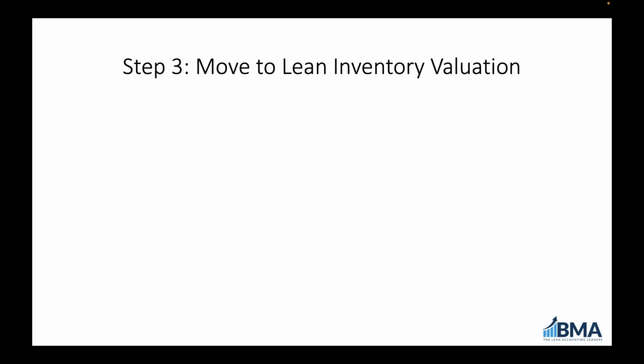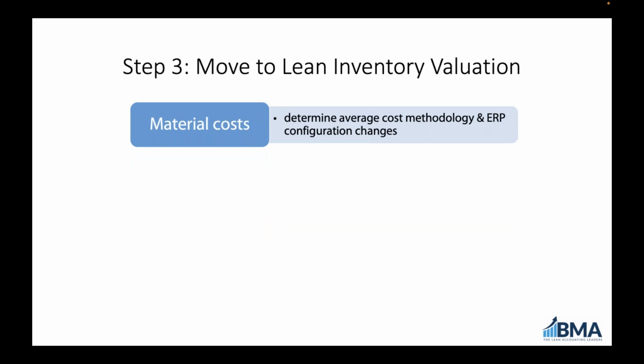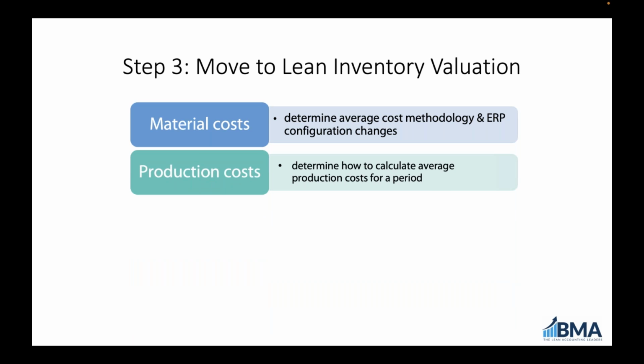Then the next step is to move to a lean inventory valuation method. Determine how you're going to calculate an average cost methodology, understand what your ERP system allows, and if it's mainly just like flipping a switch in ERP, saying show average cost or show last price paid, you're done. Production cost, you have to determine how to calculate an average for a period. Units of production, days, or historical margin, or something else you can create.